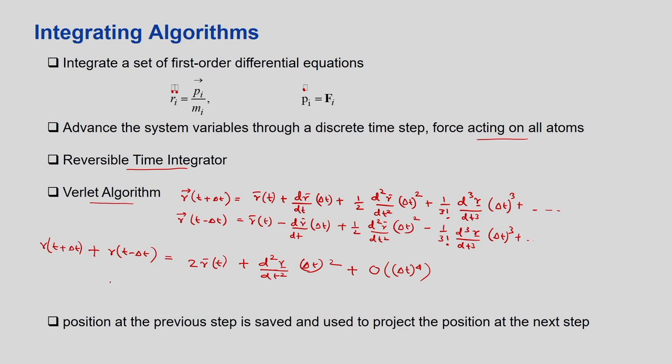I can also write it in another manner. If I want to know the next step, r of t plus delta t equals 2 r of t minus r of t minus delta t. I am taking the r of t minus delta t term to the right hand side, and the remaining terms will be as they are.